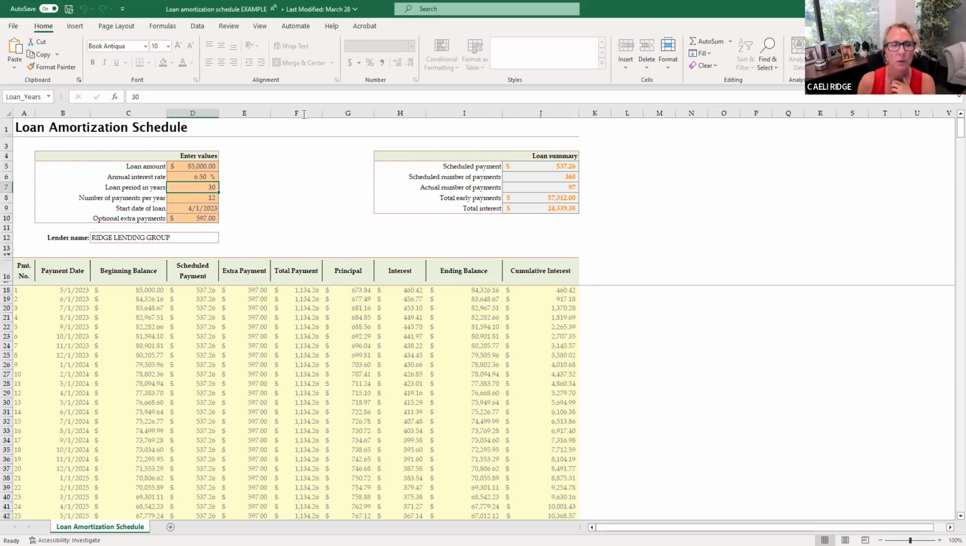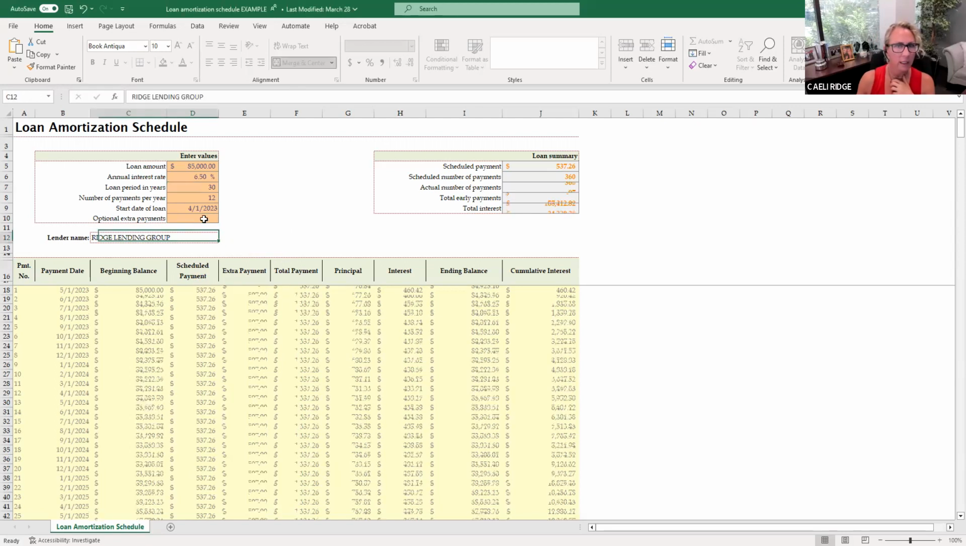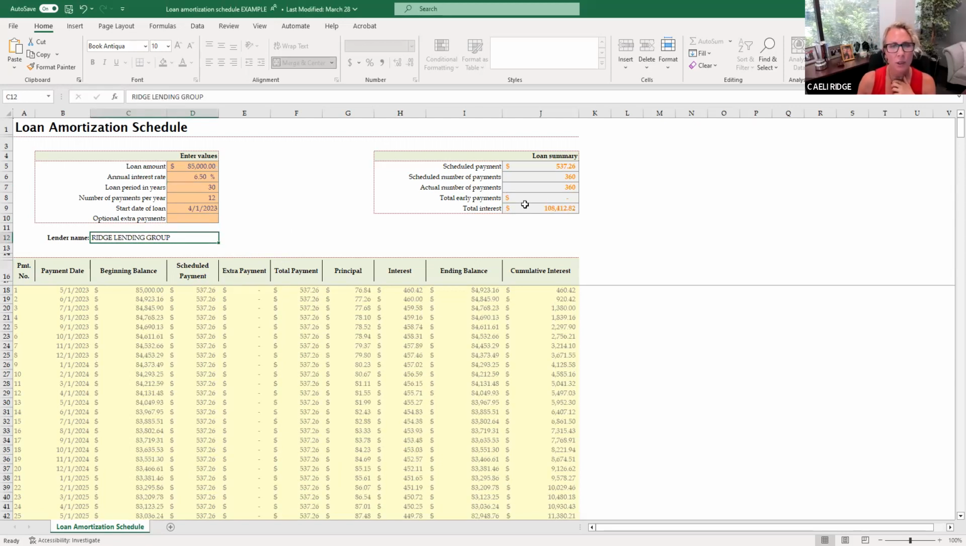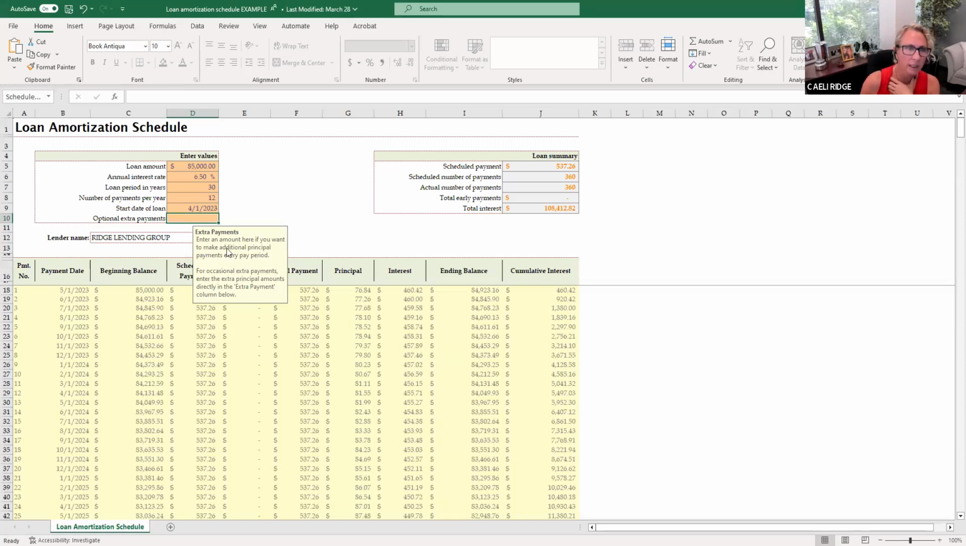But this will show you how much interest you're going to pay based on the loan amount and the interest rate that you've secured, et cetera. And then how much interest goes away if you were to make extra payments. I like to have that visual aid and I like to be able to manipulate it and play around with it just to see how the numbers add up.